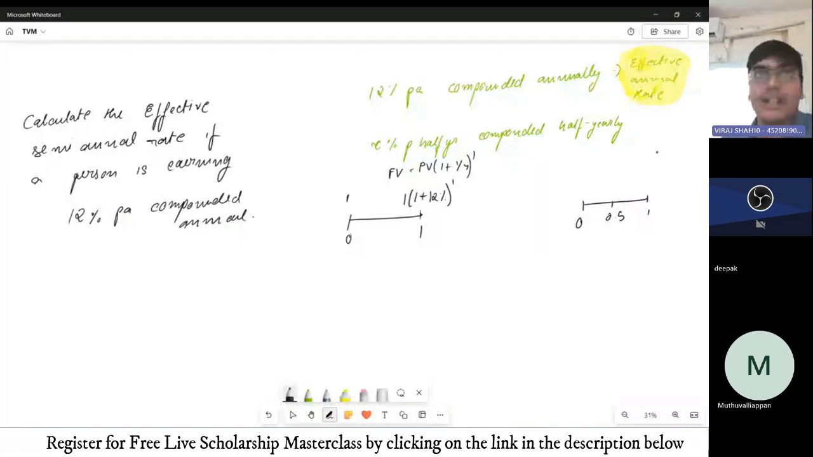And this is semi-annual compounding, so if you invest 1 rupee earning X% interest, it becomes 1 + X% to the power 2, because the number of compounding periods is 2 here. In 1 year there are 2 half years, right? And now what we need to do is equate these two and find X.